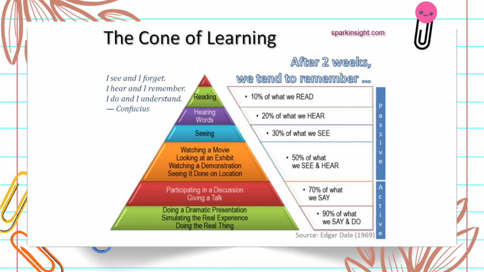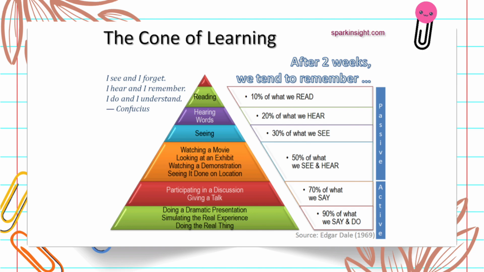Now here we have the cone of learning. This is according to Edgar Dale in 1969. So in this cone of learning, it says after 2 weeks, we tend to remember 10% of what we read, 20% of what we hear, 30% of what we see, 50% of what we see and hear, 70% of what we say, 90% of what we say and do.